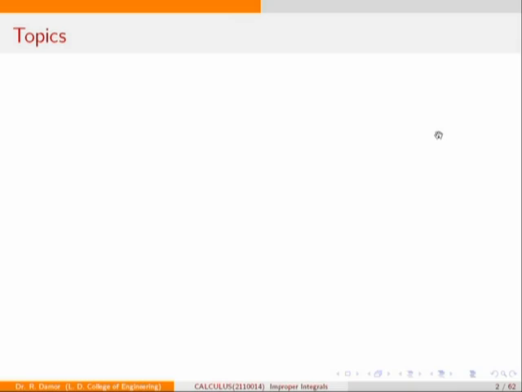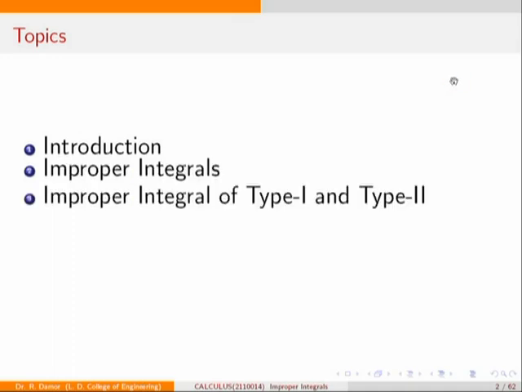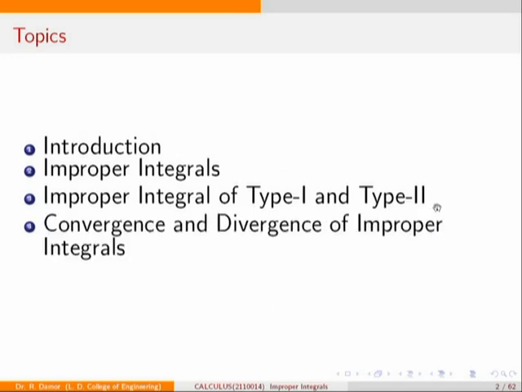The first topic is the introduction: what is an improper integral? The second topic is improper integrals of type 1 and type 2. And the third topic is convergence and divergence of improper integrals.